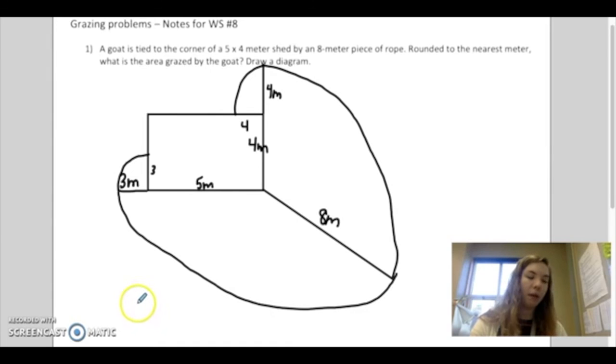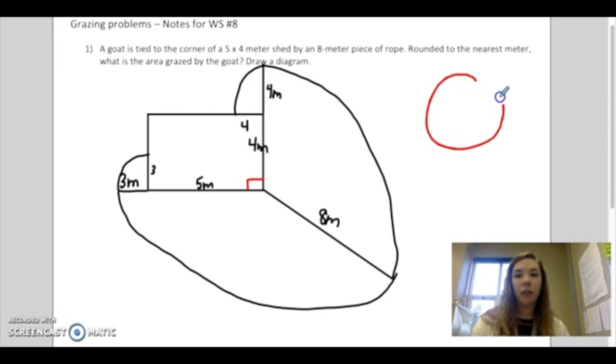So again, it's not a perfect circle in my drawing, but it would be in real life. So if this was a perfect circle, they can't graze here because this is the shed, but it's a 90-degree angle. So I'm finding 3/4. So really I have a circle here. And I'm finding this 3/4 of it, okay, with a radius of 8. Okay, so that would be 3/4 of pi r squared.